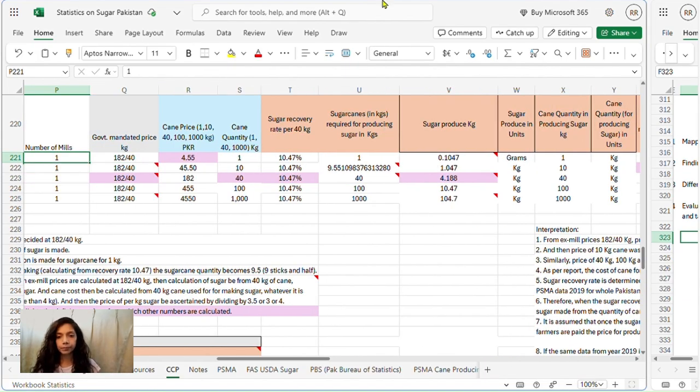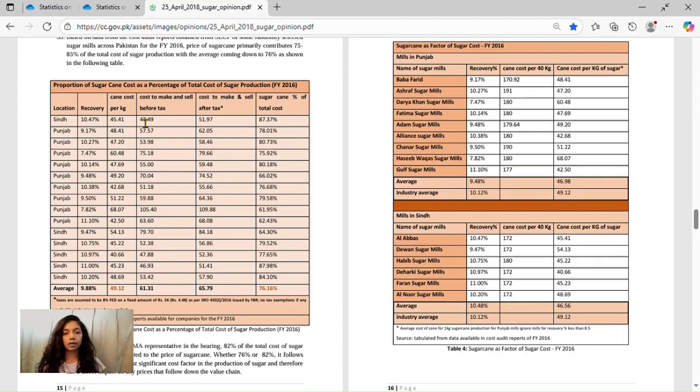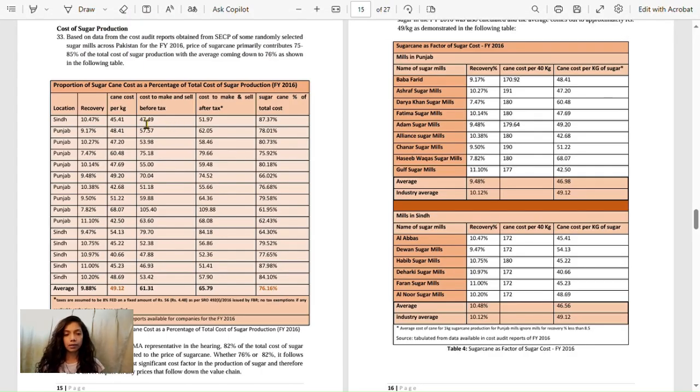So this was a report here, and in this report it's the cost of sugar production. It says proportion of sugarcane cost as a percentage of total cost of sugar production, fiscal year 2016. So I just picked up the first entry. The location is Sin. Recovery percentage of sugar is 10.47%. Cane cost per kg is 45.41. That is cane cost per kg.